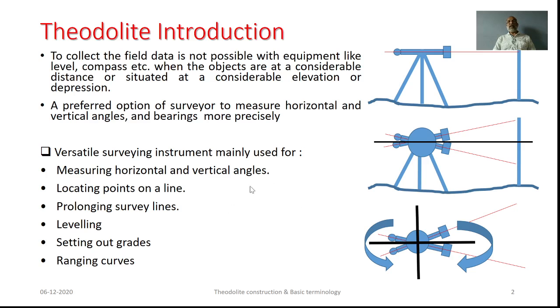Mainly, this equipment is very useful for measurement of the horizontal and vertical angle, for the location of the points, for prolonging survey lines, for leveling operations, for setting out the grades, for ranging the curves. Here, this list is not limited to what is mentioned here. According to the surveying requirement, Theodolite can be used for any operation which is the basic requirement of any surveyor.